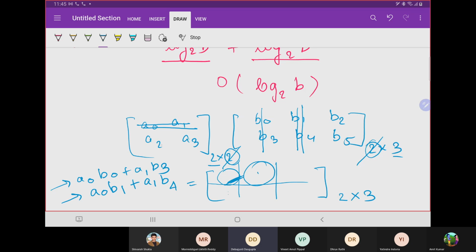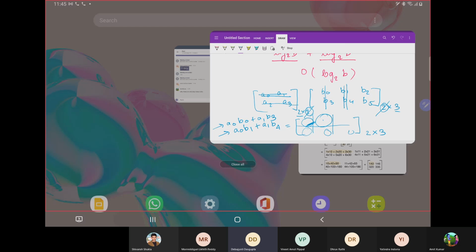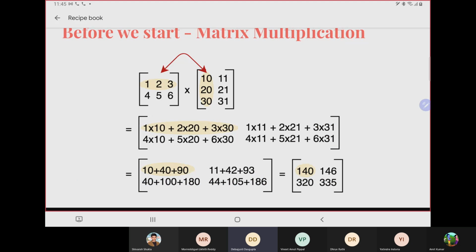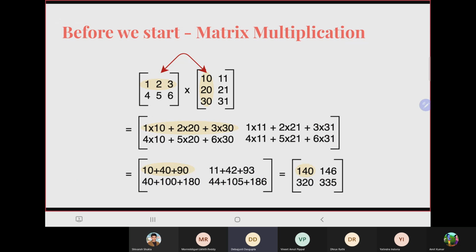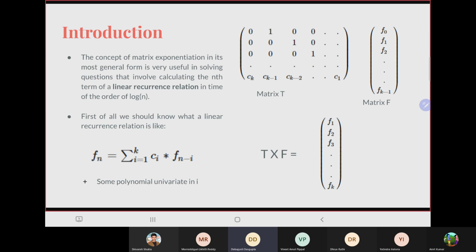The bottom portions will be second row, first column, second row, second column, second row, third column. So you will fill up the bottom. I hope you got the idea of what is matrix multiplication. I had also shared the resources, so you can look back at those also. It's pretty simple how we do matrix multiplication.